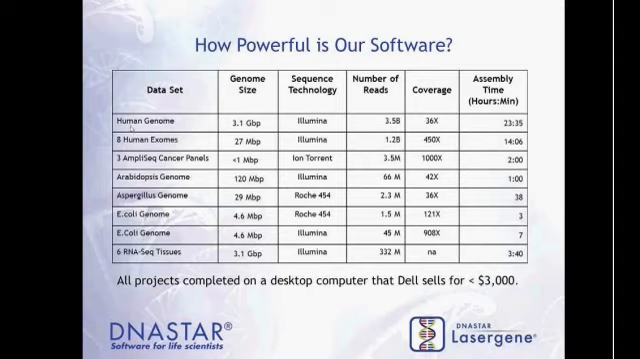At the top I have a human genome data set using Illumina technology, and this is about 3.5 billion Illumina reads with a coverage across the genome of 36x. And our assembly time is about 23.5 hours on this genome. And actually that assembly time is quite a bit faster than that. It's somewhere in the range of 15 to 16 hours, but we also do quite a bit of analysis in this assembly time.